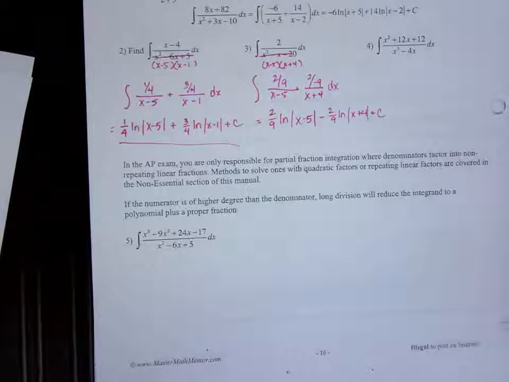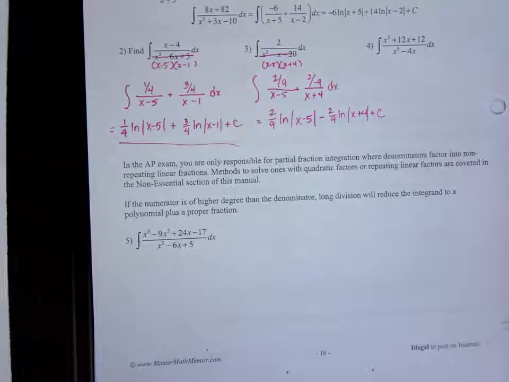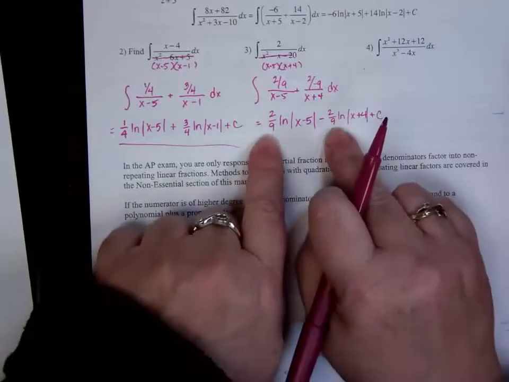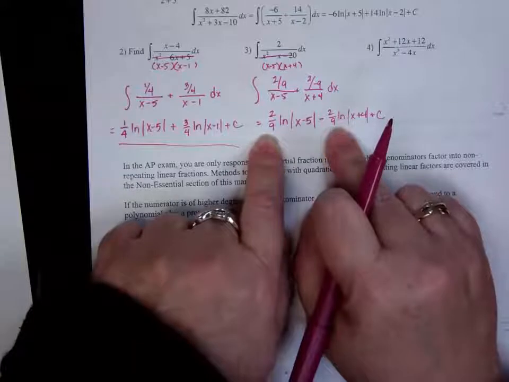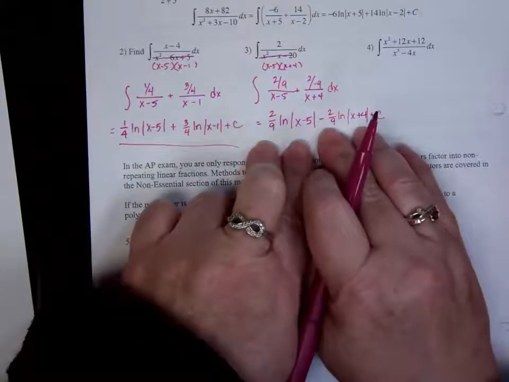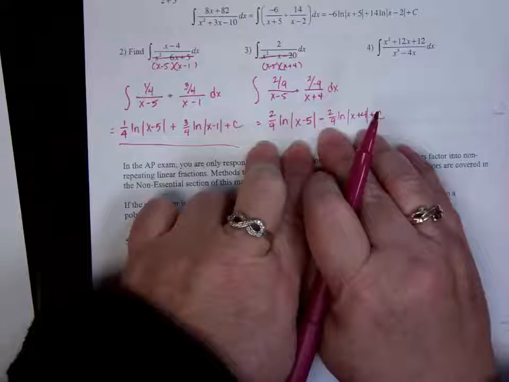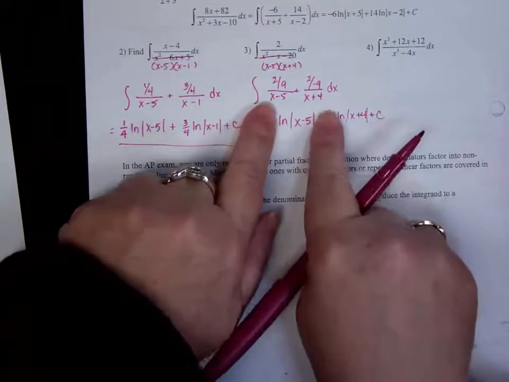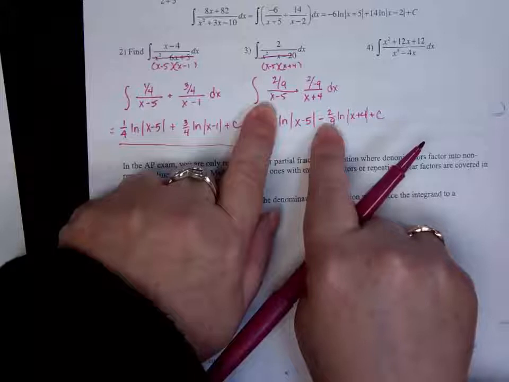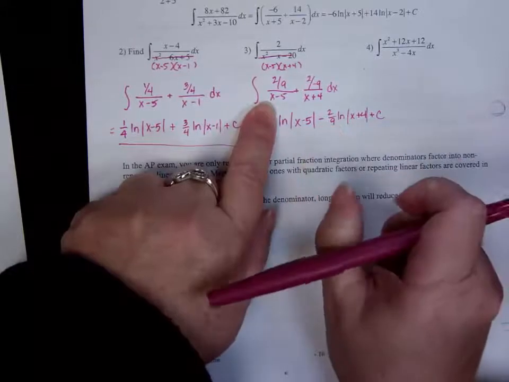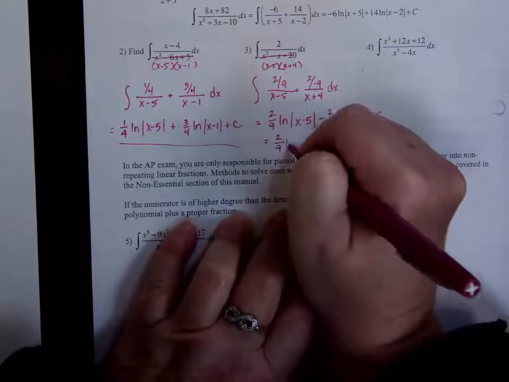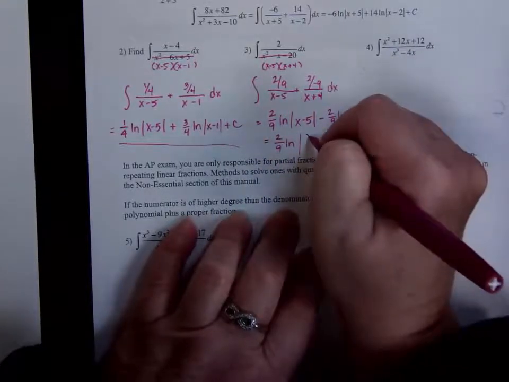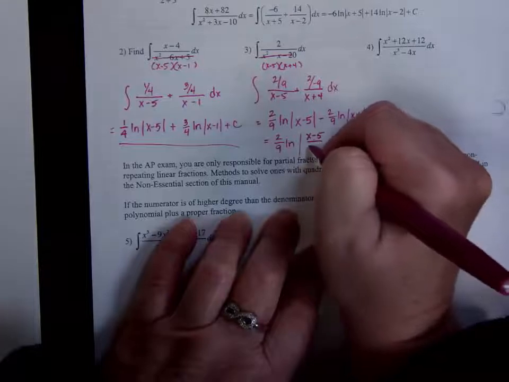I'm going to show you something that you need to be aware of, and we're going to come across it again later. If the two numbers in front of your ln's are the same, many times on the AP test, they will combine the ln's into a single one. Now, forget that their 2/9 are there right now. If it's subtraction between two ln's, what does it become when you condense it? Division. So this is the same thing as 2/9 ln absolute value of x minus 5 over x plus 4 plus c.